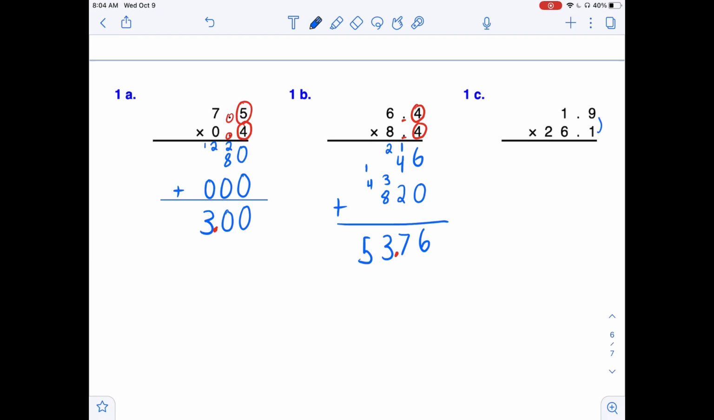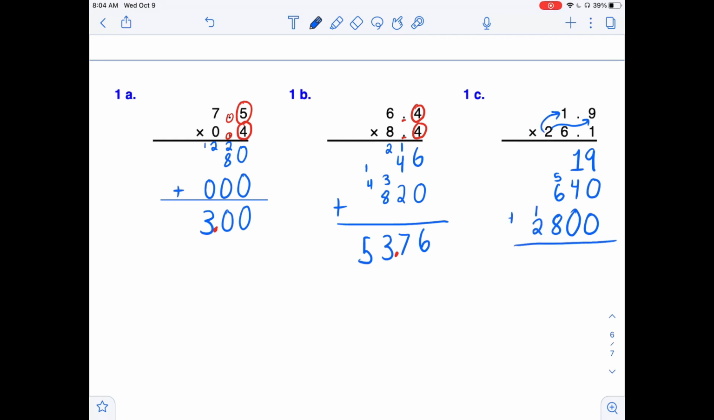Okay, last one, 1c, 1.9 times 26.1. We start with 1 times 9, which is 9, 1 times 1, which is 1. Then we're moving on to the 6, so we have to write a 0 down. 6 times 9, which is 54, so I write down the 4, carry the 5. 6 times 1, which is 6. Then I move on to the 2, which means I have to write down 2 zeros. And then 2 times 9 is 18, so 8, carry the 1. And then 1 times 2 is 2.